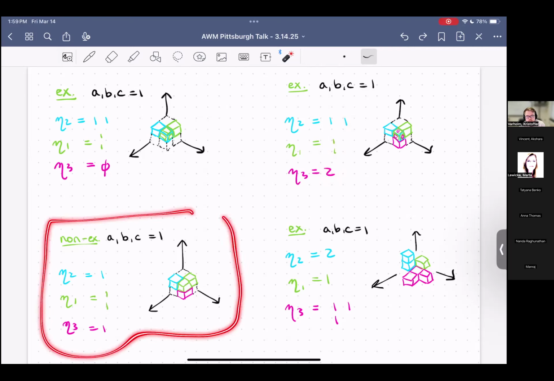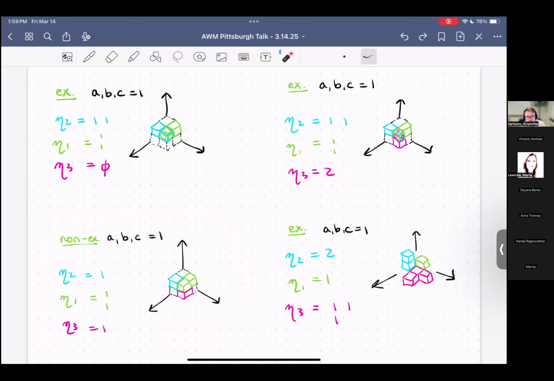Okay, here's a non-example. This is not a double box configuration because we have one box in the intersection space here, but it only came from eta 1. So that's not a double box configuration. And lastly, it's okay if eta int is empty. That's fine.